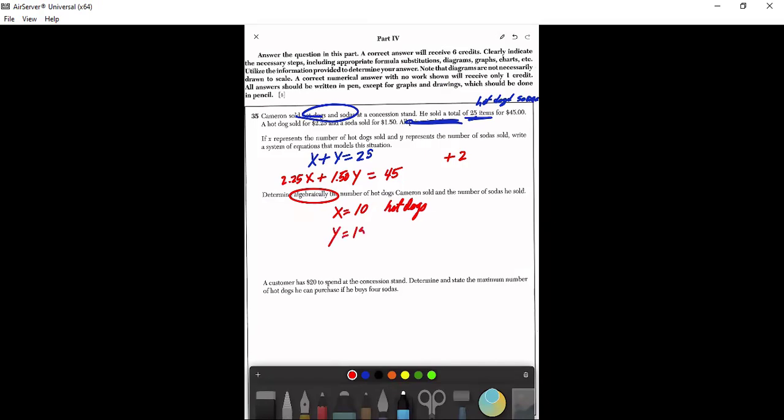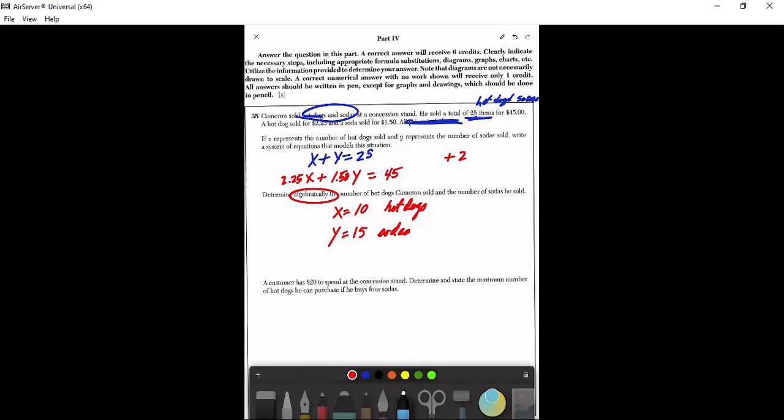we had 15 sodas. Now, it says a customer has $20 to spend at the concession stand. Determine and state the maximum number of hot dogs he can purchase if he buys 4 sodas. Now, they didn't say that you had to do this algebraically, so however you need to go to figure this out, you can. Just write your answer. It doesn't have to be algebra.